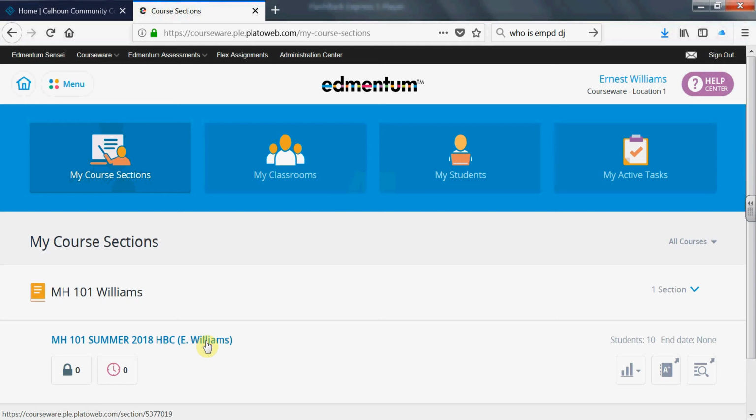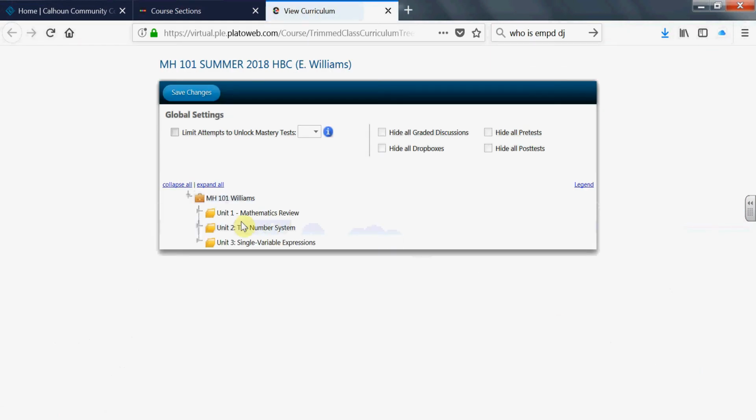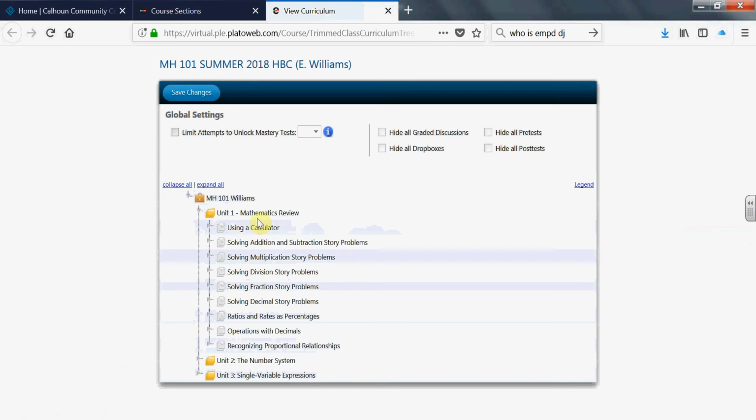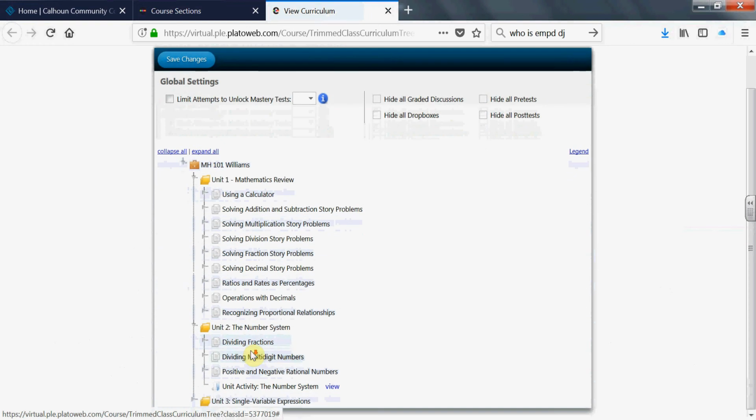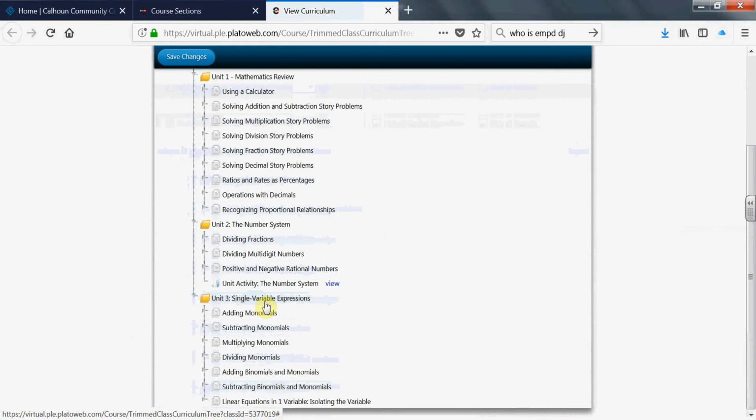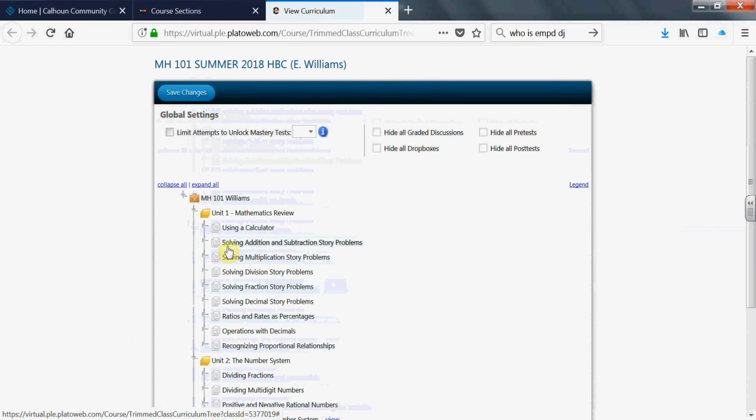This is for this particular semester, but for your semester, your course will be populated there in Plato once you log in. I'm going to view the curriculum. There are only 3 units that we will discuss in this class. Unit 1 is mathematical review. Unit 2, the number system. And then Unit 3, single variable expressions.